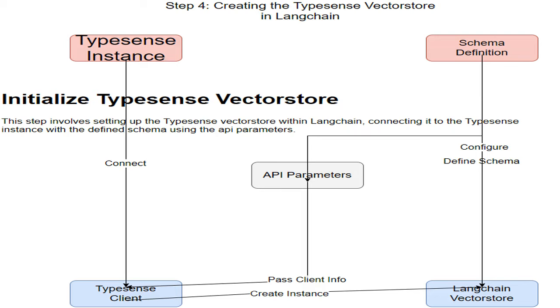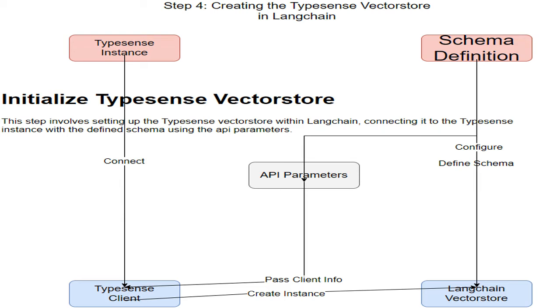A running Typesense instance is like a server. It stores the data and handles search queries. This can be a local setup, a cloud-hosted service, or a self-managed deployment. Ensure it's accessible. A schema defines the structure of data. It specifies the fields, data types, and indexing. A schema in Typesense is crucial before storing any data. Consider it the blueprint for your data organization.